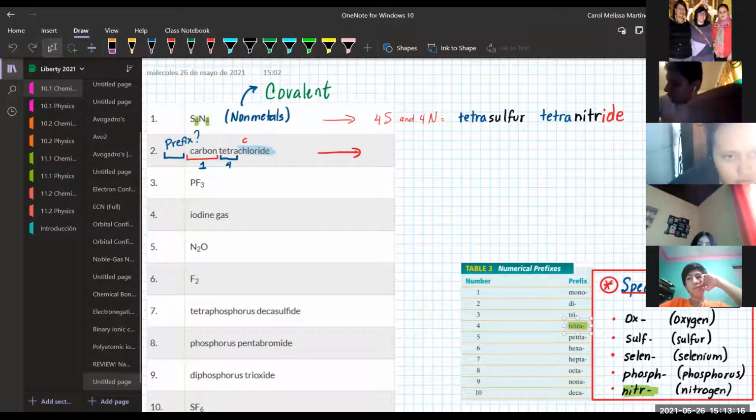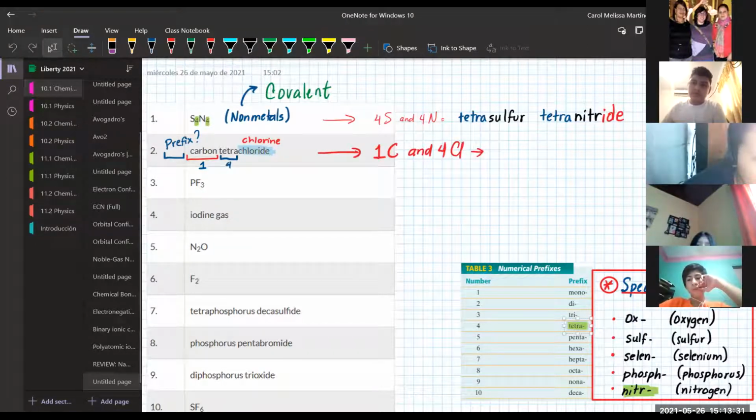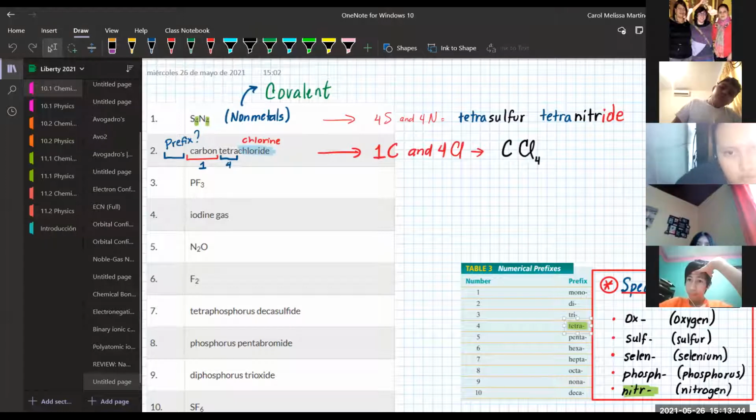So the formula for this one is made of 1 carbon and 4 chlorines. So the formula will be carbon with no subscript, okay, and chlorine with 4 as a subscript. And that one will be called carbon tetrachloride.